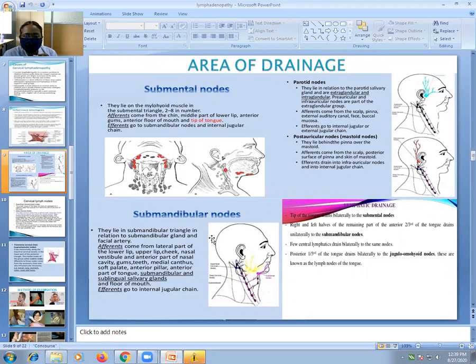Occipital group of lymph nodes, the area of drainage is from the skull. So these are submental, occipital, preauricular, postauricular, and submandibular, and their areas of drainage.